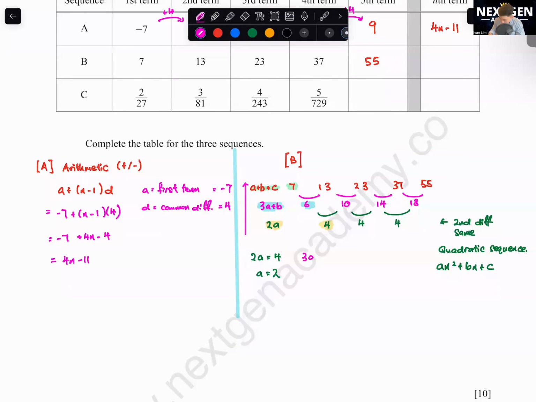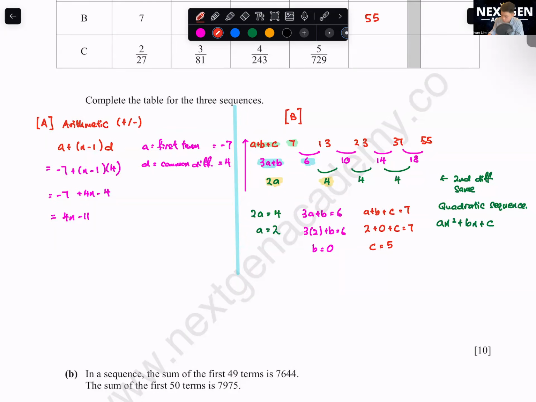Second layer, 3A plus B equals to 6. 3 times 2 plus B equals to 6. B is equals to 0. First layer, A plus B plus C is equals to 7. A is 2, B is 0, C is just C. Therefore, C is equals to 5. Got it? Okay, so we put into this formula here, an squared plus bn plus c. My nth term will be equals to 2n squared plus 5.